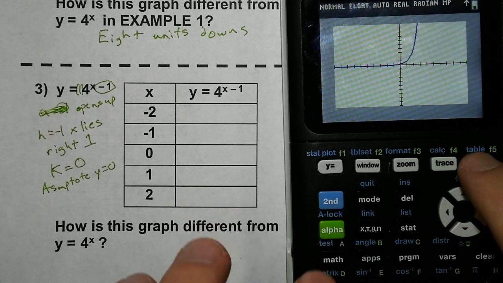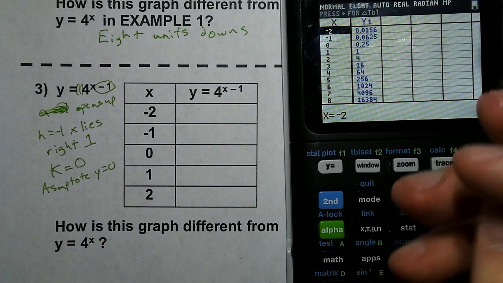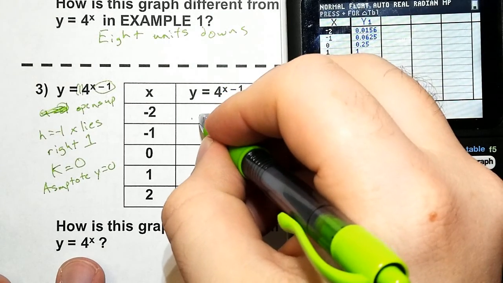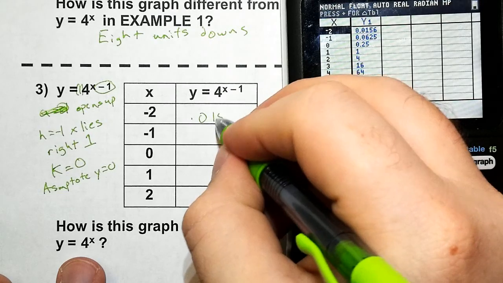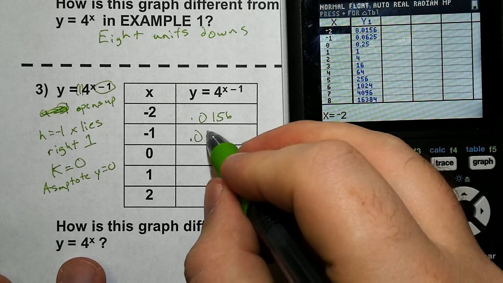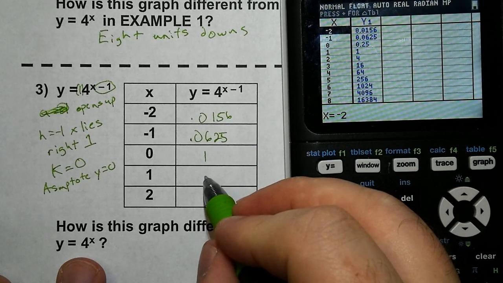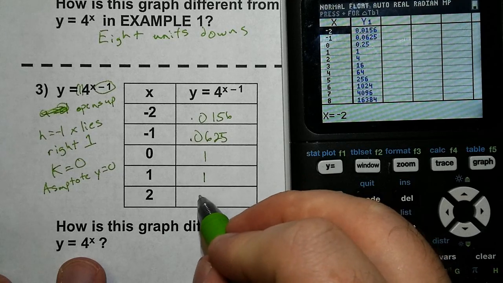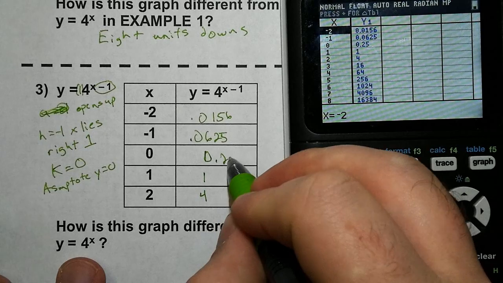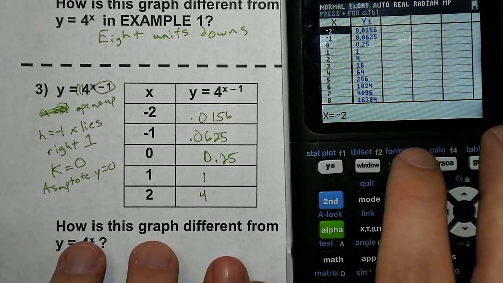So we can go second table, and now we can get all of our points directly from here. So at -2, it's going to be 0.0156. At -1, 0.0625. At 0, you get 1. 2, you get 4. There we go. Sorry about that. I missed one category, so I just fixed it.